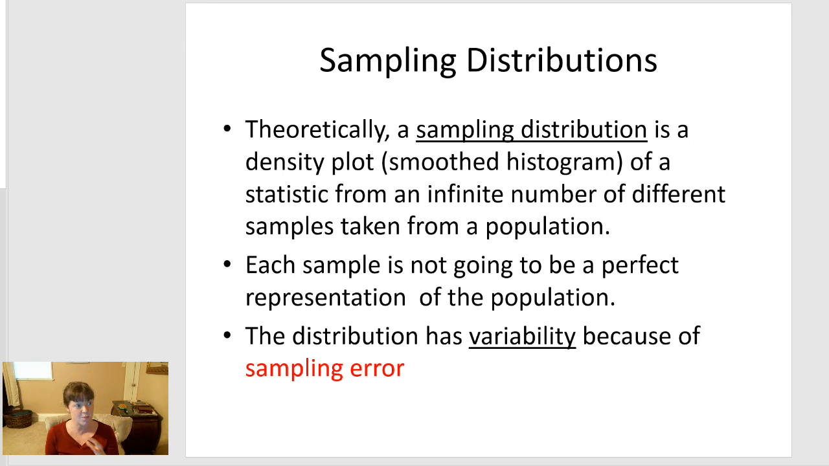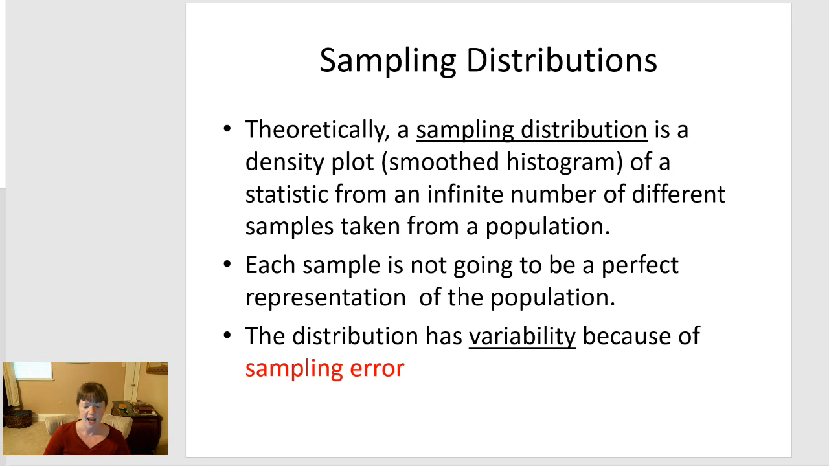Now, some of them might be. If you do it an infinite number of times, you're going to get some samples that are perfect, look exactly like the population. But some samples are going to look a little different from the population, and some other samples are going to look even more different from the population. But bottom line is, samples are going to be different from each other. And this is called sampling error. Not because anyone has done anything wrong, but theoretically, samples are going to be different from populations, just because they are. 100 people may reflect the population perfectly, but not all samples will reflect the population perfectly. And so we call that sampling error.